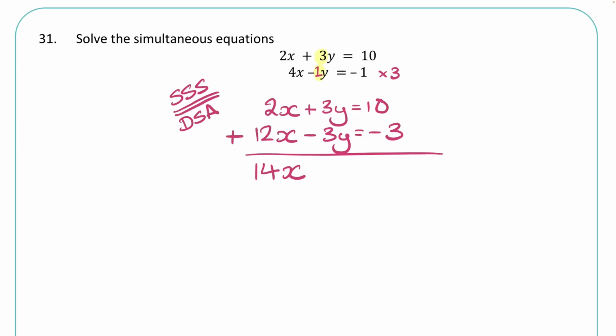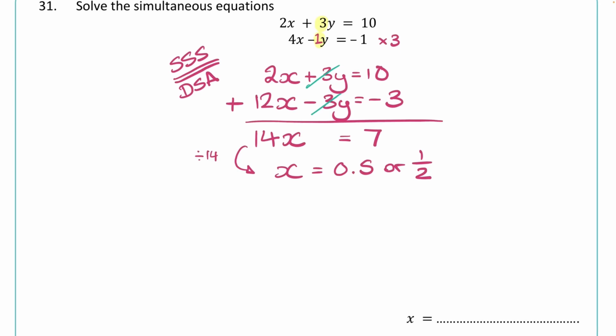The y's cancel out, that's the whole point of this. And then when we add together 10 and negative 3, again just type it in on your calculator, 10 plus negative 3, that comes out as 7. We now want to know the value of 1x, so we'll divide by 14, and 1x is going to equal 7 divided by 14, comes out as 0.5, or you could write that as a fraction if you want 1/2. So there we go, that is the first part of the question, and the large majority of it.